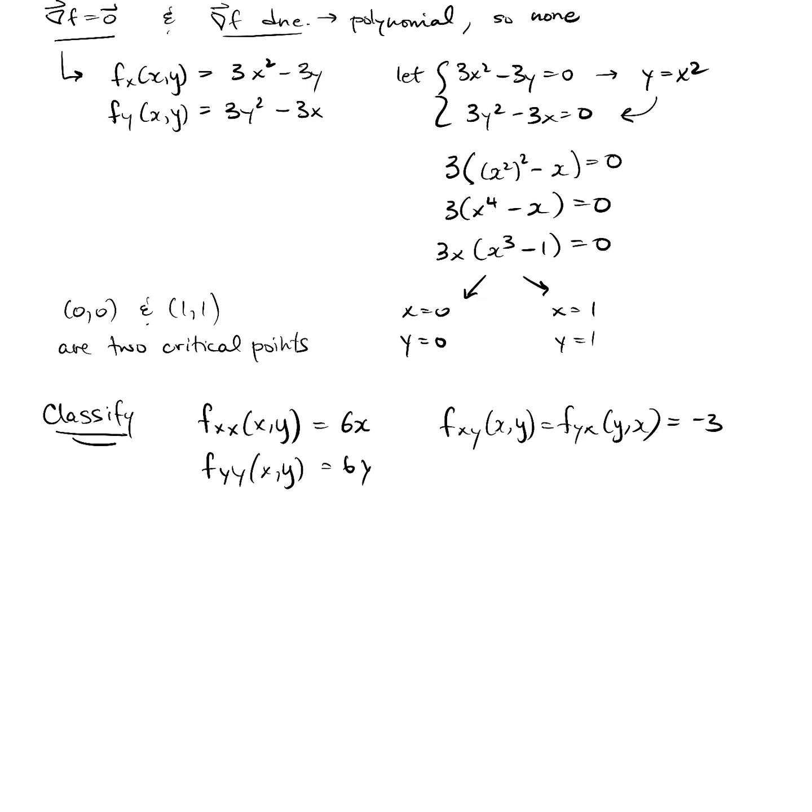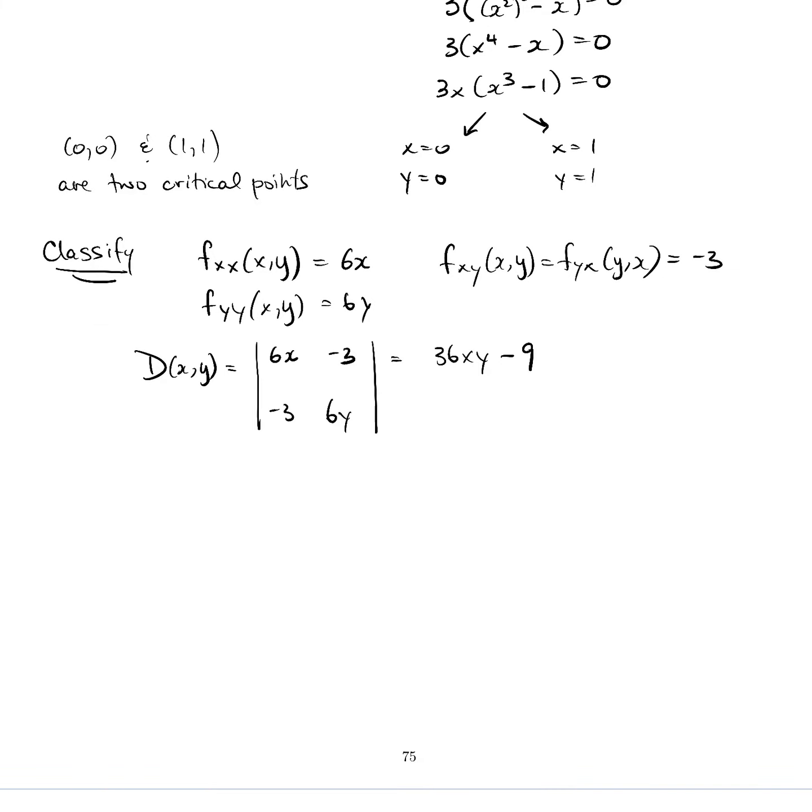So the Hessian determinant D of x, y at any point x, y is the determinant of 6x, minus 3, minus 3, and 6y, which is 36xy minus minus 3 squared, so minus 9.